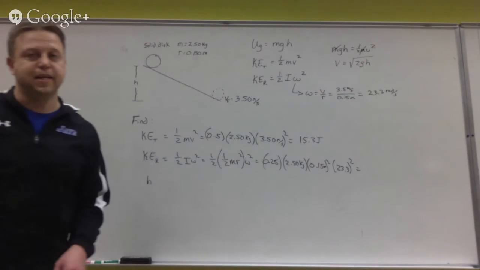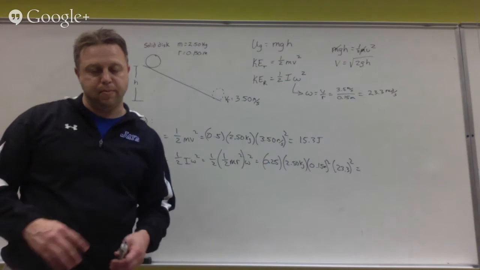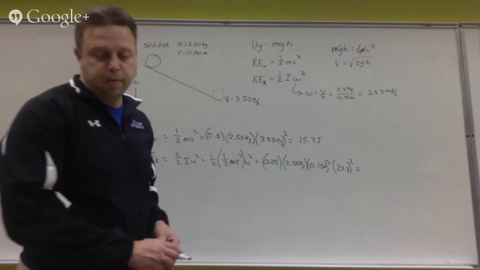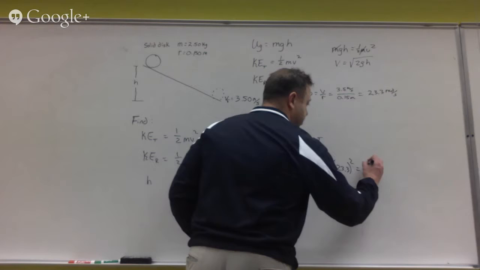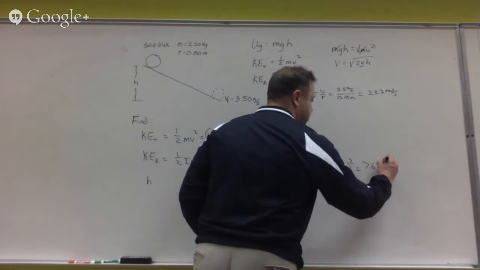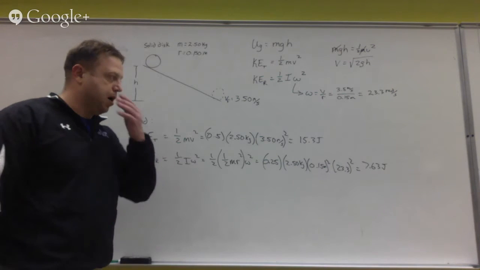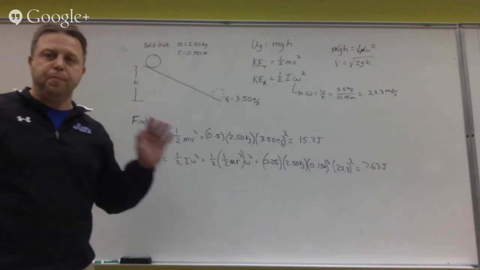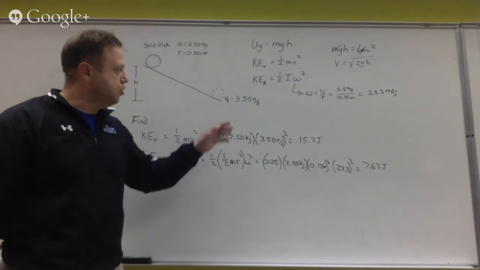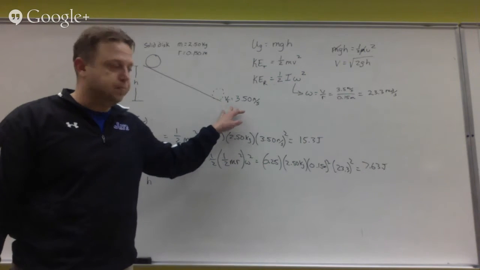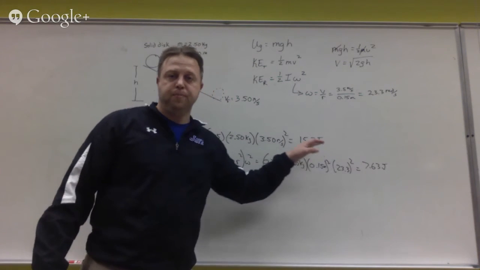Like I said, you can see how long these types of problems are going to get. And that's going to give me a rotational energy of 7.63 joules. Okay, so here's where we look at this problem now. At the bottom of the ramp, the total energy of this system is these two added together.